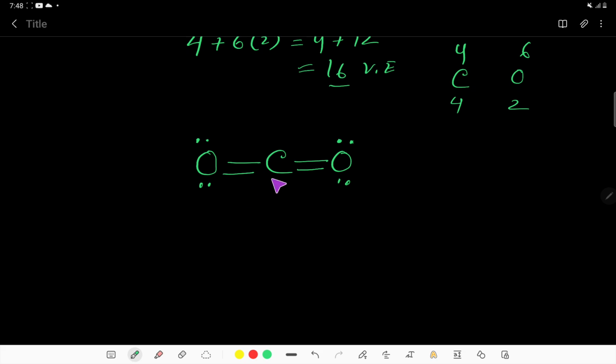So from this video you have learned how to draw the Lewis structure of carbon dioxide, and also you know what is the total valence electron count for the CO2 molecule, and also you know the hybridization of the CO2 molecule, and besides this you know how to determine the formal charge for the CO2 molecule, and also you know whether CO2 is polar or non-polar.